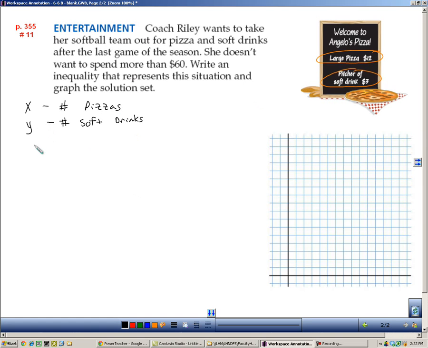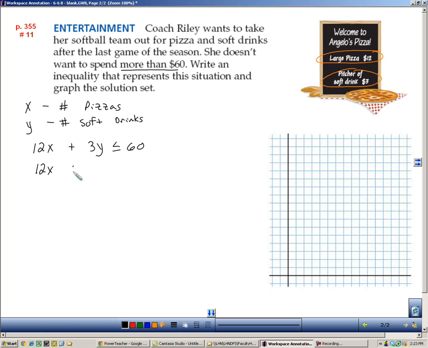Pizzas cost $12, so how much times how many? Soft drinks are $3, how much times how many? And we can't spend more than $60. Sounds like less than or equal to me. So that's the inequality we're going to graph.